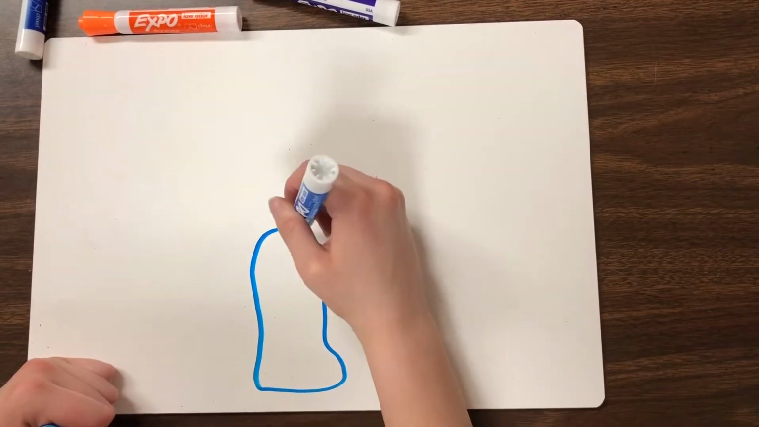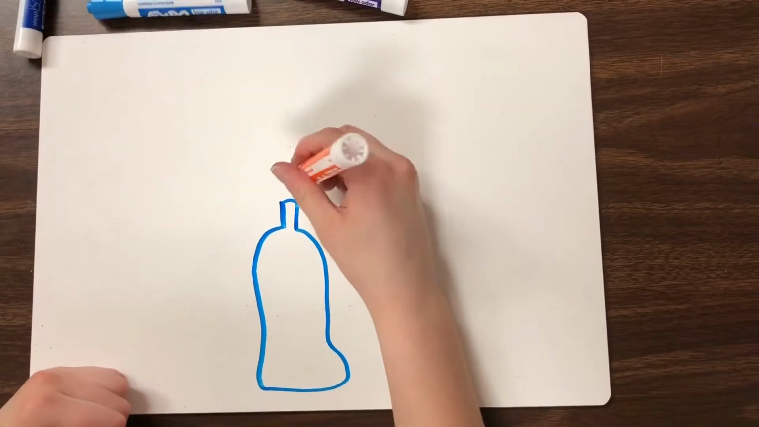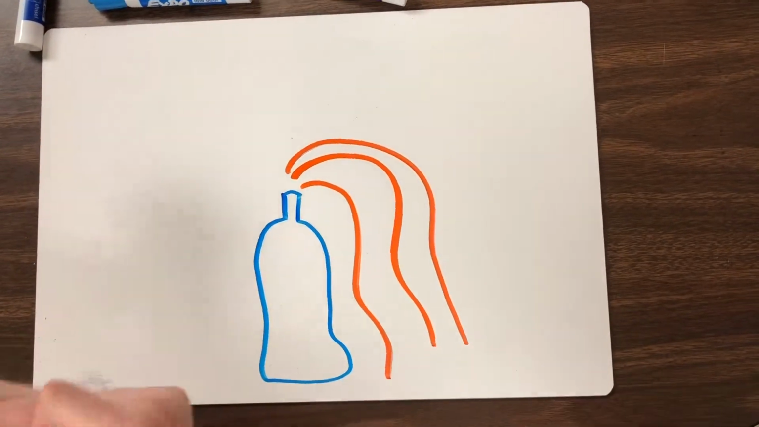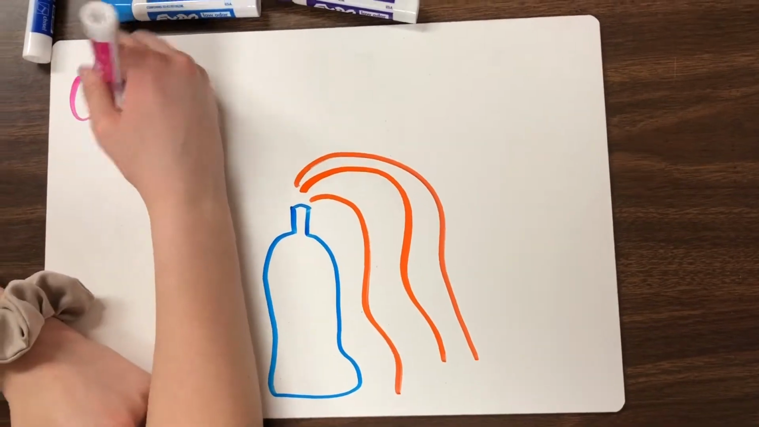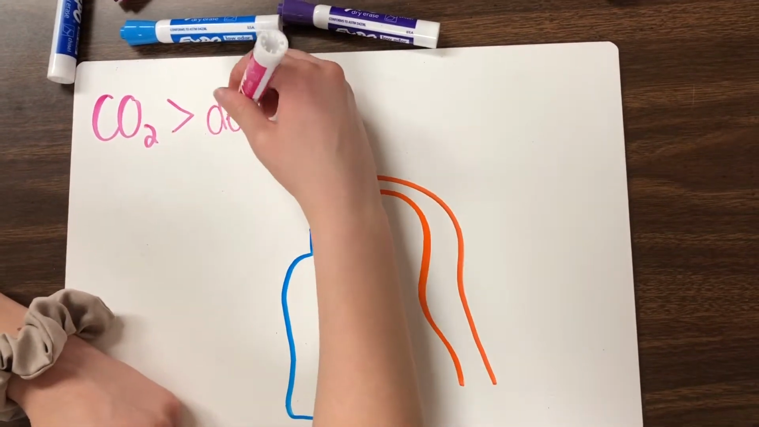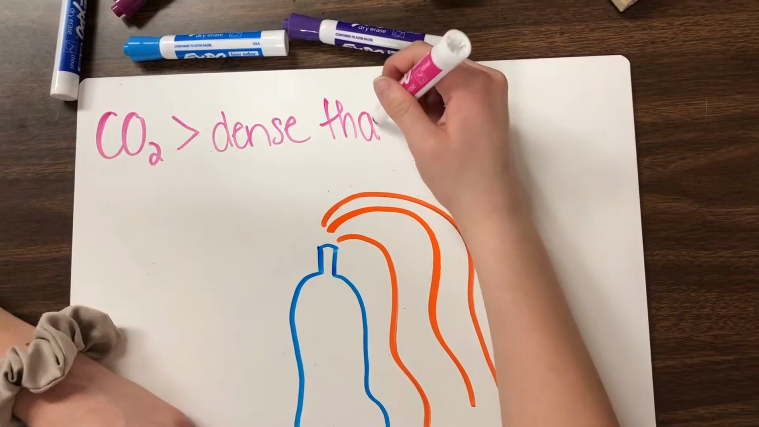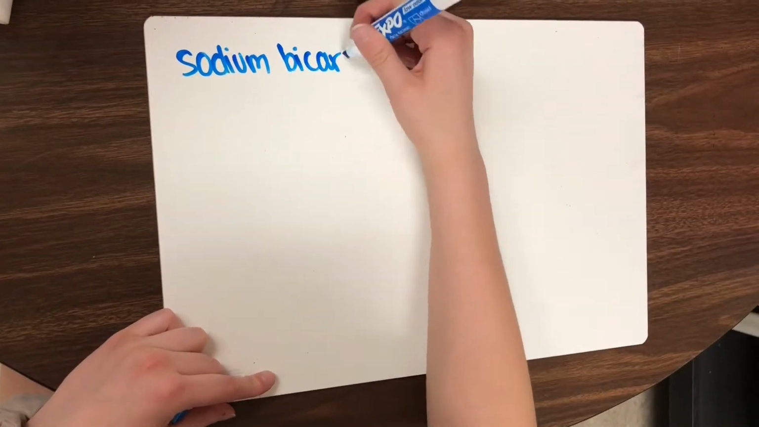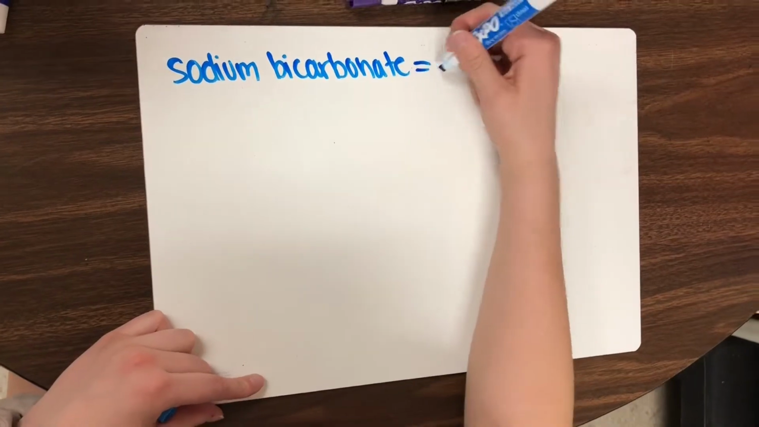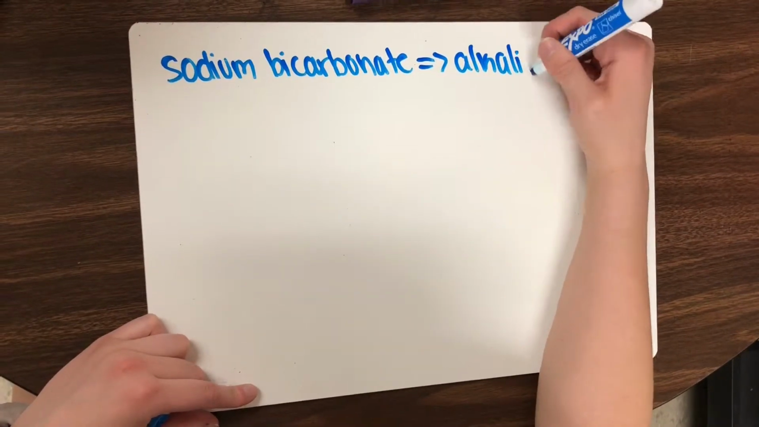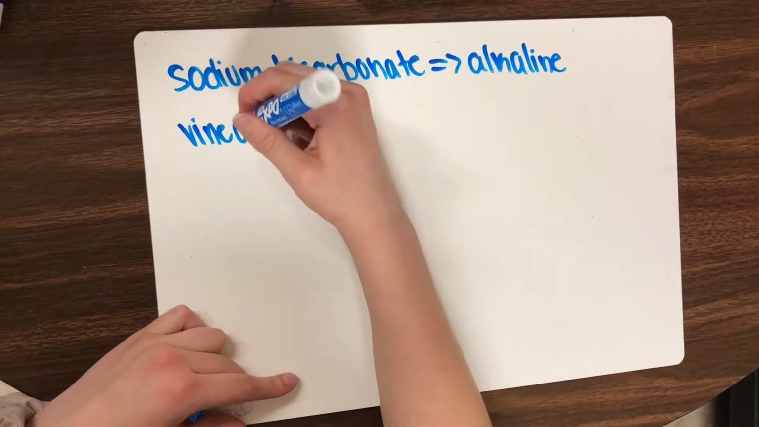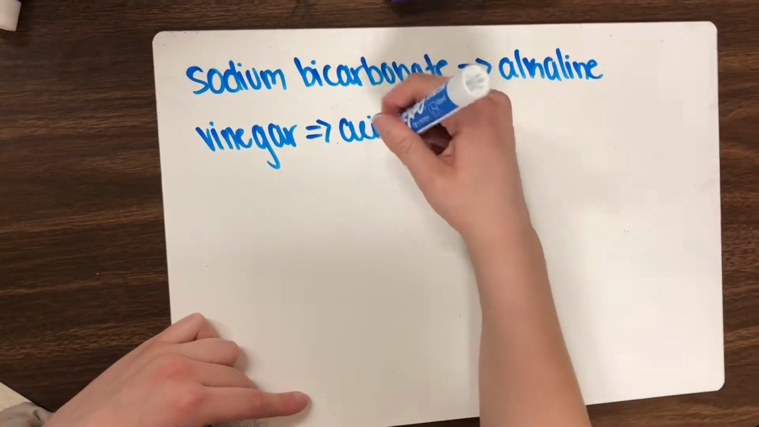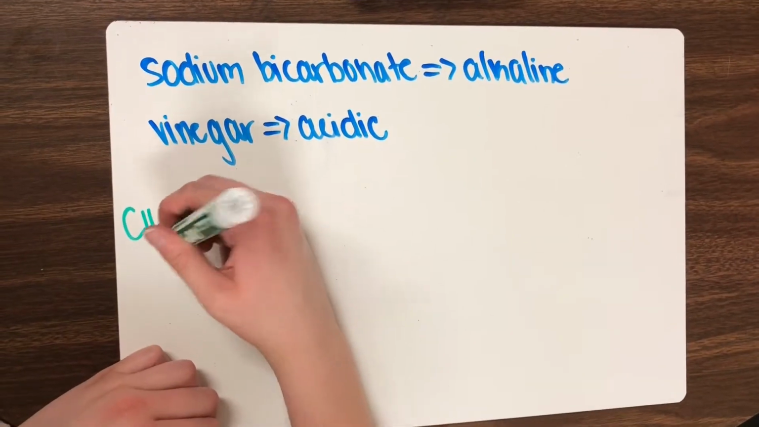When doing our demo, you will see that the carbon dioxide inside the bottle flows downwards and outwards from the bottle. This is due to the fact that carbon dioxide is more dense than the air. Sodium bicarbonate, or baking soda, is alkaline, meaning it is basic. Vinegar is acid-based, so when the two are mixed together, the result is water, sodium acetate, and carbon dioxide.